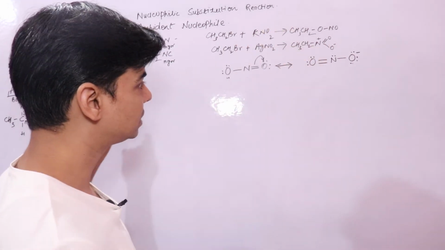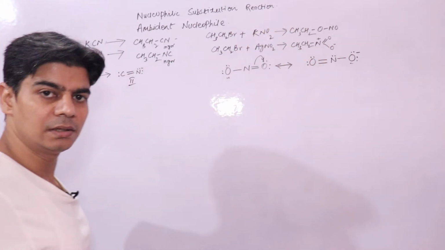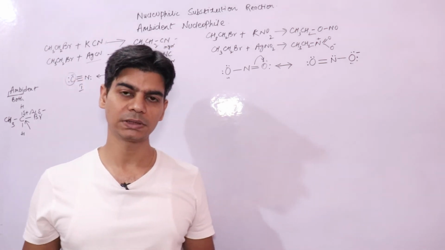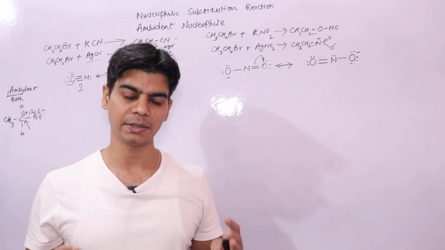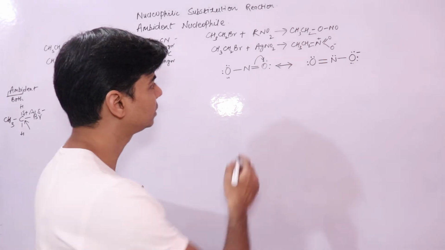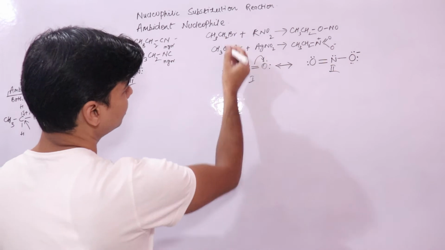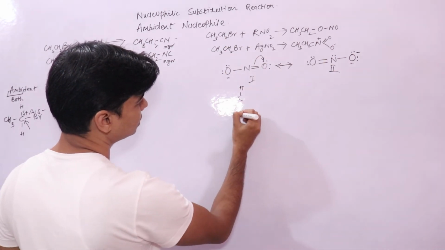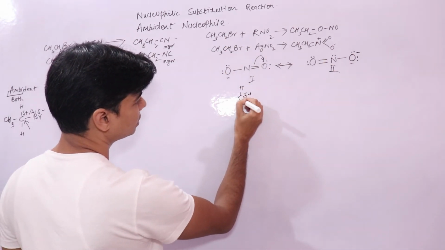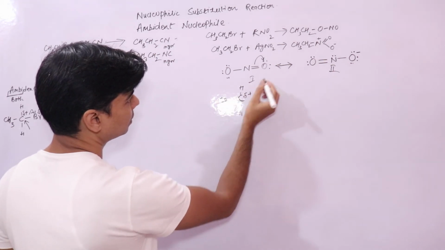So here the reason is the same. Nitrite ion also exists in two different forms. Firstly, it's a nucleophile and it exists in two different forms. This is the first form, this is the second form, right? So here when it will attach itself to the electron deficient carbon atom, right?